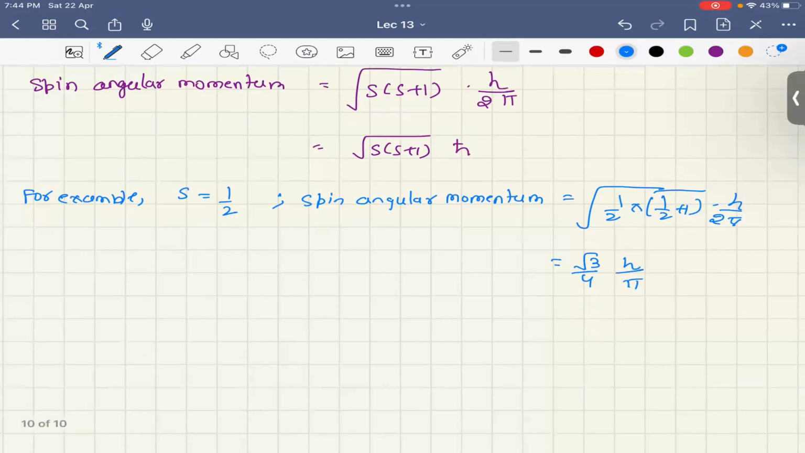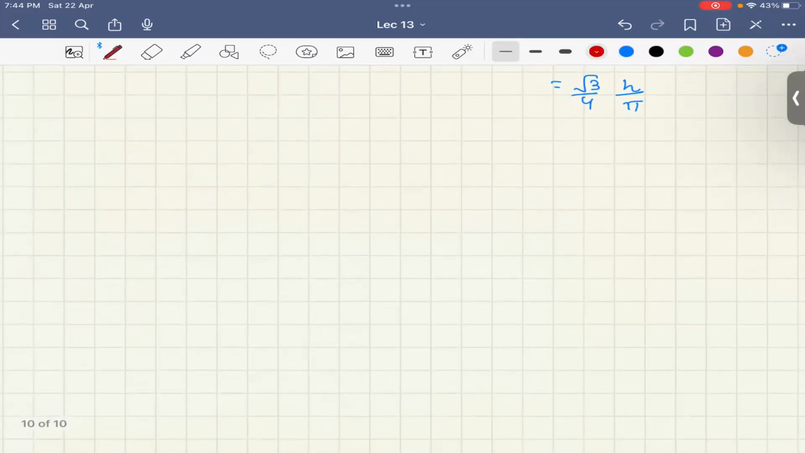So to sum up, the summary of quantum numbers.